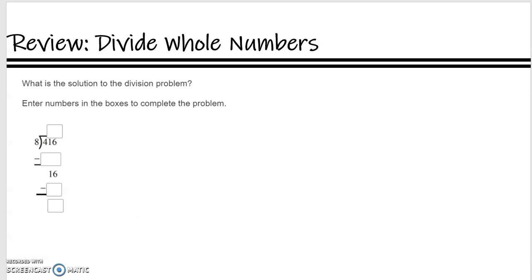So this problem is 416 divided by 8. Remember that we're thinking about estimating here so that we can decide, okay, where do I start? So I'm going to think about 8 going into 400, okay? And I know that that's 50 something, because 8 times 5 is 40. So if I tack on a 0, that's 400. So I'm going to start with a 5 above my 1, my 41.